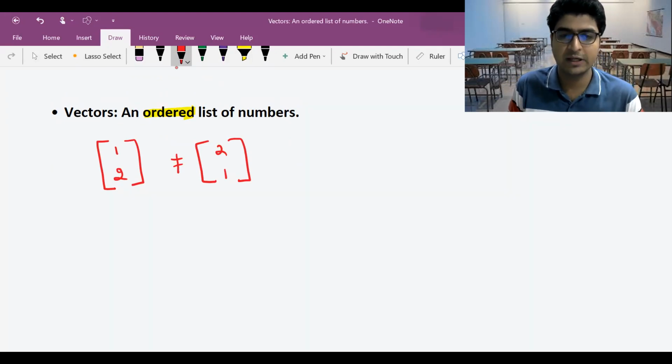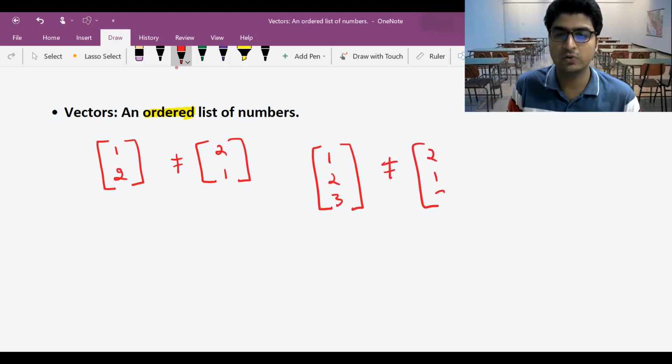Similarly, if I extend it to 3 dimensions, then this is a vector and it is different from, let's say, 2, 1, 3. The elements in these vectors are the same, but the first element of this vector is 1 and the first element of this second vector is 2. So these two are different vectors.